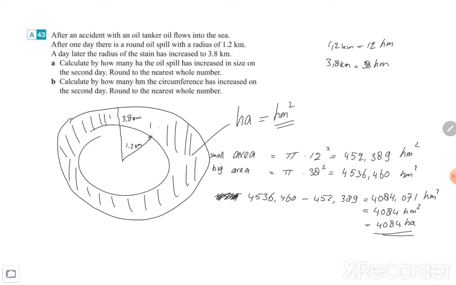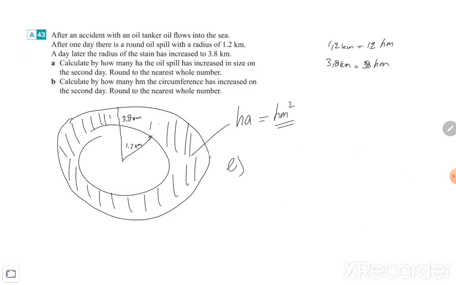All right, so that's the question from exercise A. Let me have a look at exercise B. In exercise B, they ask you to calculate by how many hectometers the circumference has increased on the second day, rounded to the nearest whole number. So we are going to look at the small and the big circle, and then we need to know how many hectometers it increased.